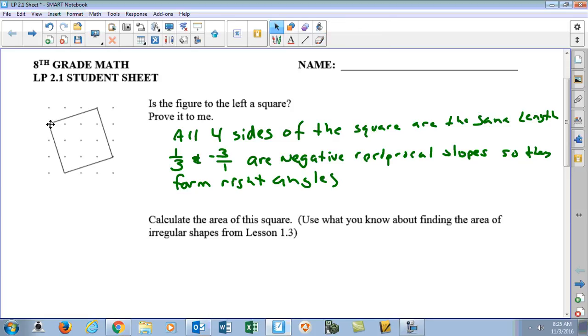All right, so we've proven it's a square, right? All four sides are equal, four right angles. So what's the area of that shape now? If I were to ask you what's the area of that square, because we know the area of a square is length times width, right? But we have no idea what this length is or what this length is, right?